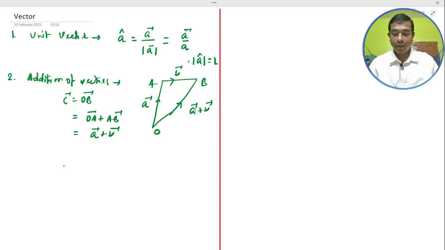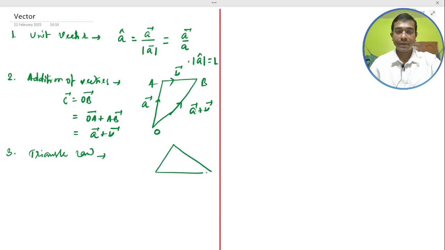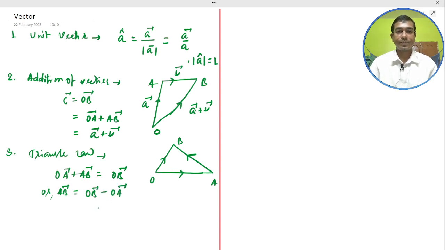Now the triangle law, very important. Triangle law: this is a triangle OAB. This is the direction and the joining direction. This is basically OA plus AB, that is equal to OB. So AB is equal to OB minus OA. This is the triangle law.